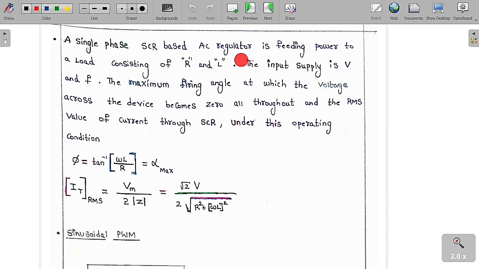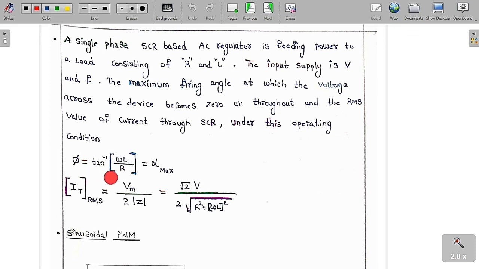A single phase SCR based AC regulator is feeding power to a load consisting of R and L. The input supply is V and F. Find the maximum firing angle at which the voltage across the device becomes zero all throughout, and the RMS value of the current through SCR under this operating condition.